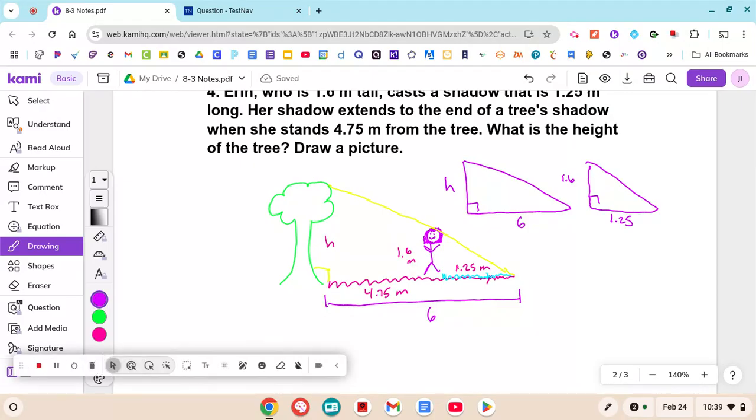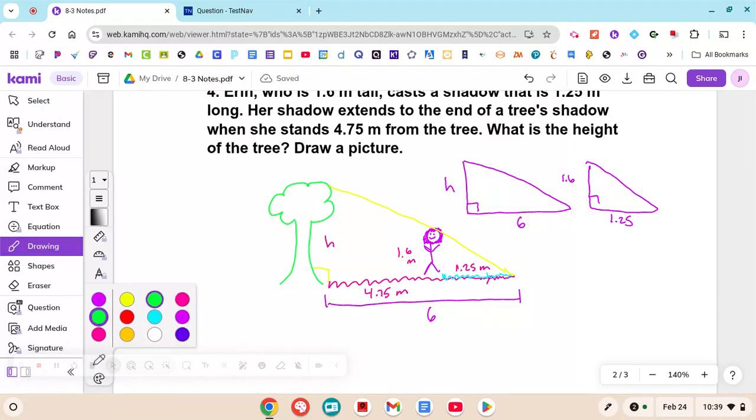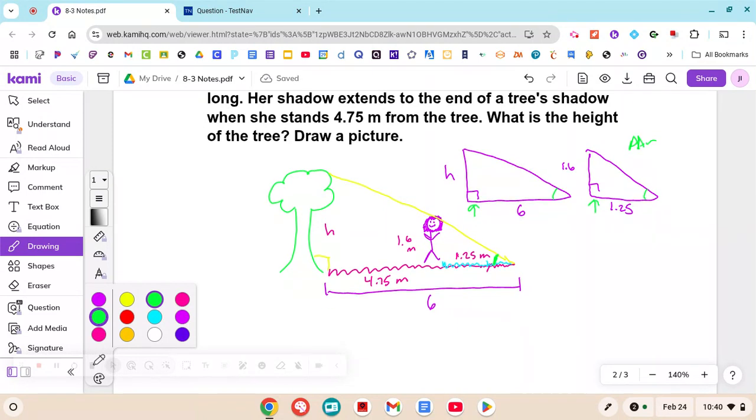Now, notice you have your right triangles, right? Your right angles. And then they actually also share this angle down here in the corner. So this angle and that angle are the same. And so you have similar triangles by angle similarity. And our goal is to figure out what h is.